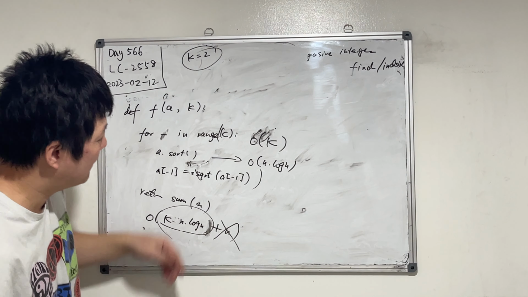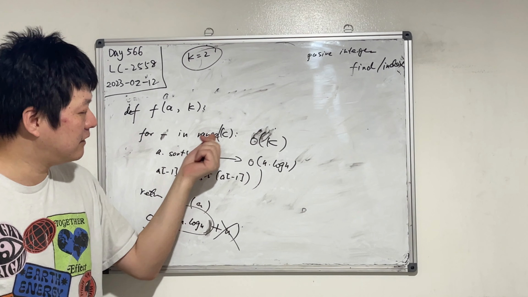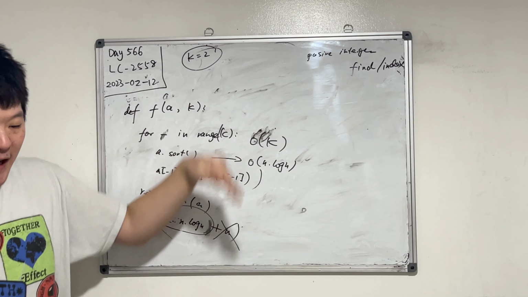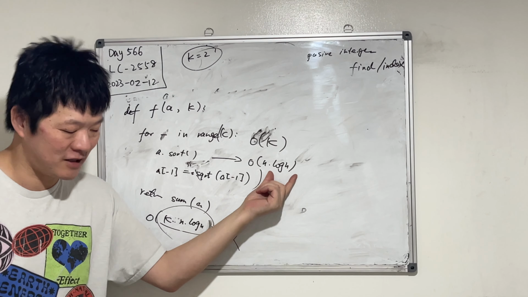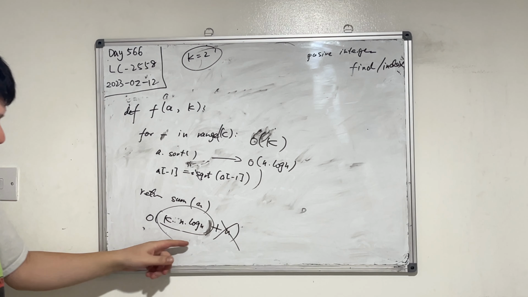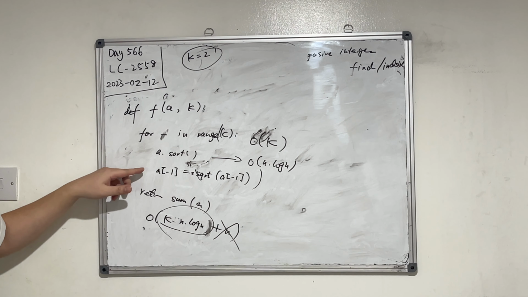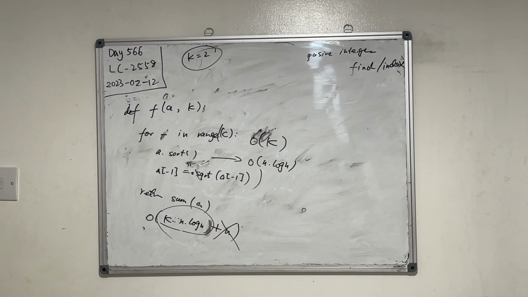We want to do k things, k times, and for each time we need to do this. So the time complexity is multiplied together, obviously. This one is the time complexity. Space complexity is O(1), constant space.